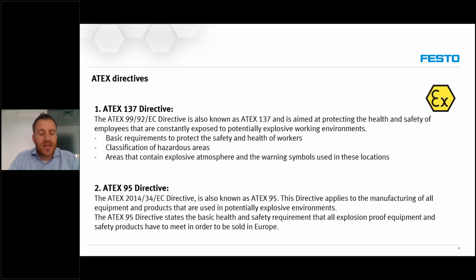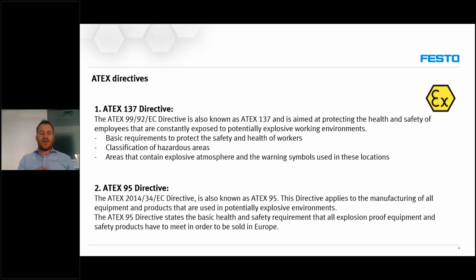Also, both parts of the ATEX directive are considered law in Europe, which means they need to be implemented. Companies that are active in or handle situations within their facility that can be subject to explosive environments need to comply with these two directives. This is stated by law, which means they cannot get around these conditions.